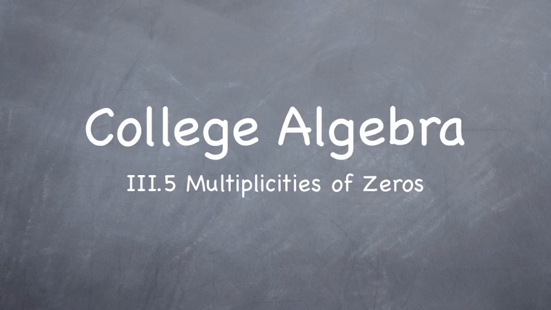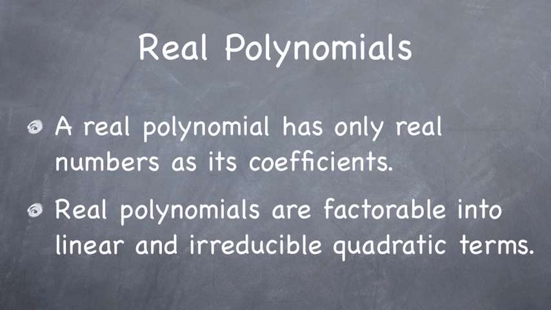This is lesson 3.5 on multiplicities of zeros. So we've been discussing real polynomials. A real polynomial is a polynomial where our constant and coefficient terms are all real numbers. So they are not complex numbers, and there are no i's involved with the coefficients.